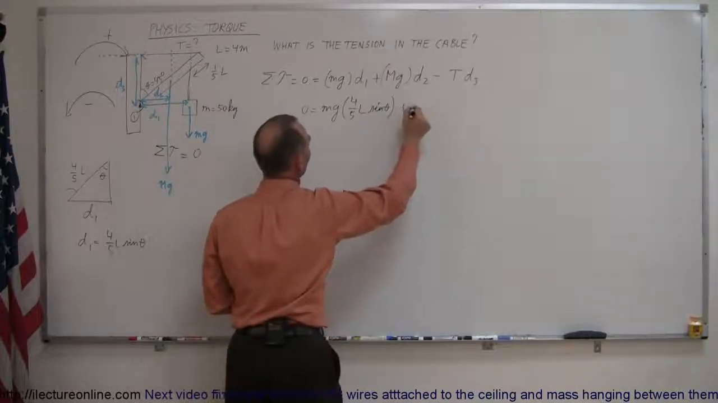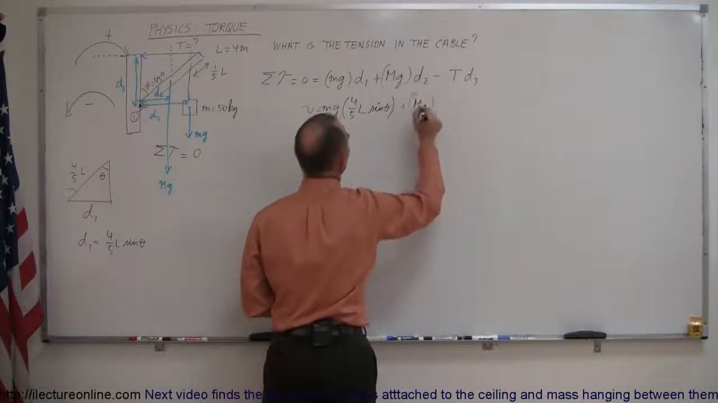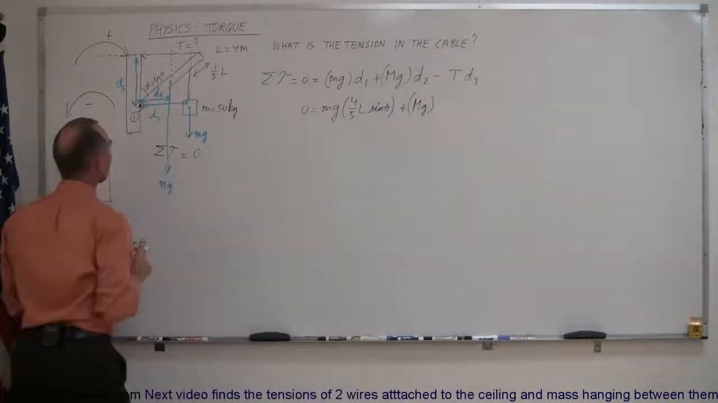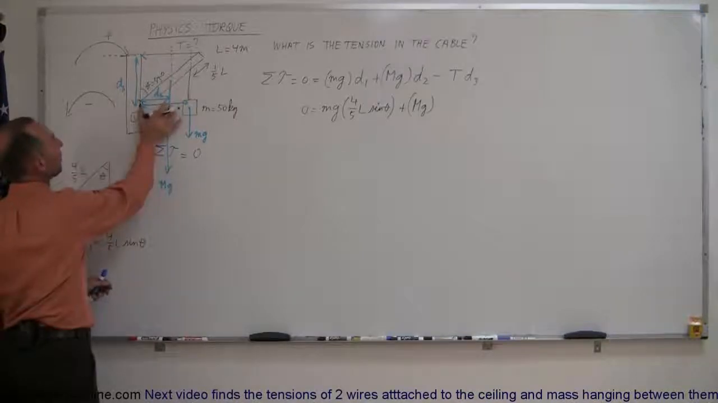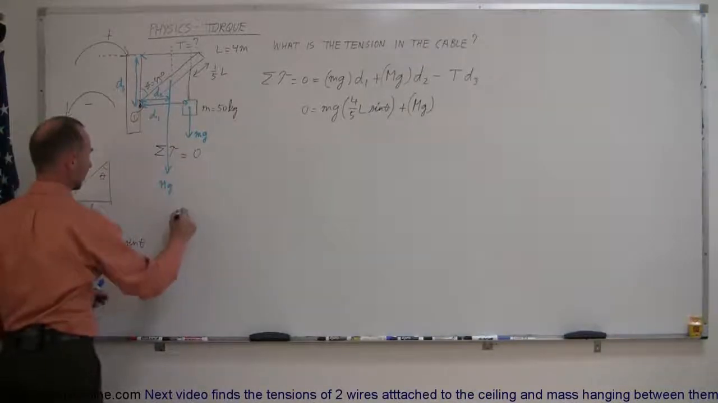There we go. Plus, now we have big mg times D2. What is D2 equal to? Well, D2 is this side of this little triangle right here. So let me draw the little triangle right here.